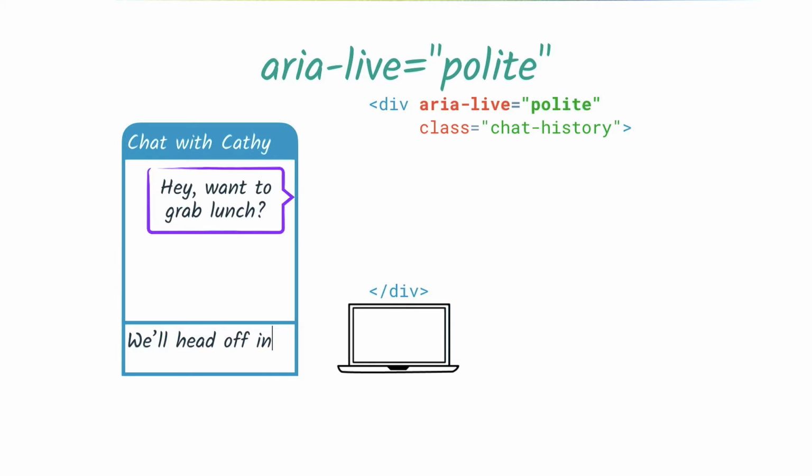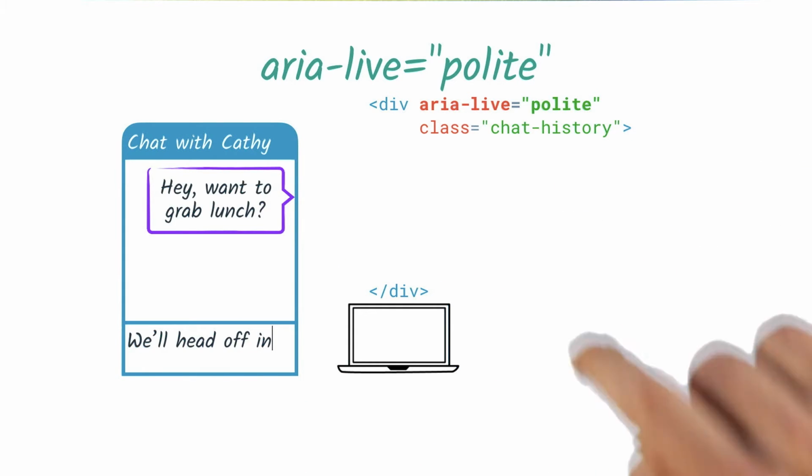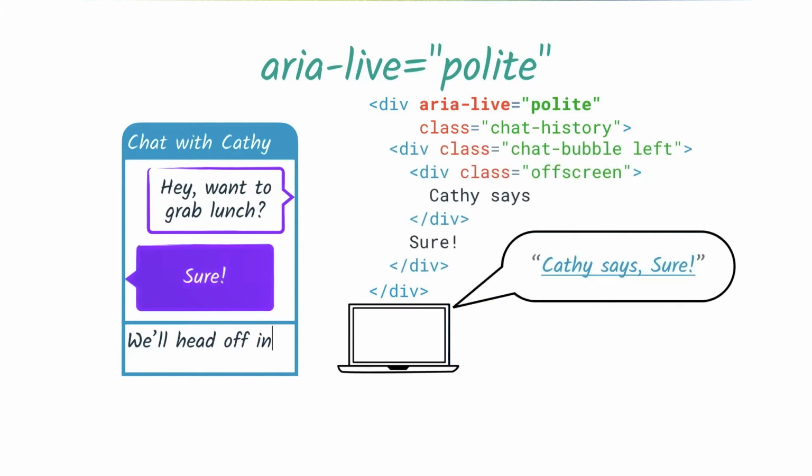It's great to use if something is important but not urgent and accounts for the majority of aria-live use. In this example, we have a chat widget which uses aria-live to reflect the most recent chat activity. When a new chat message appears, it'll be announced to a screen reader user once any in-progress utterance has finished.